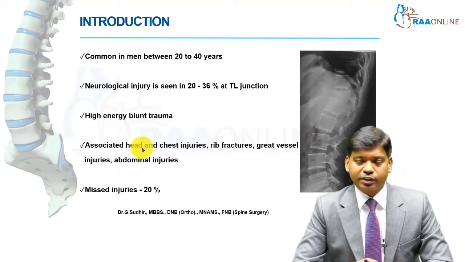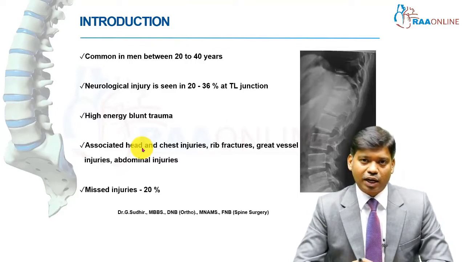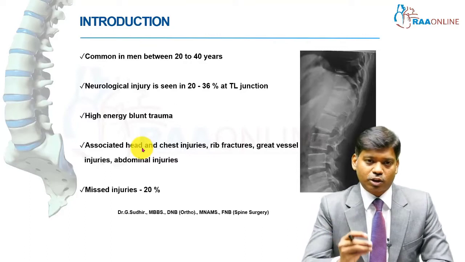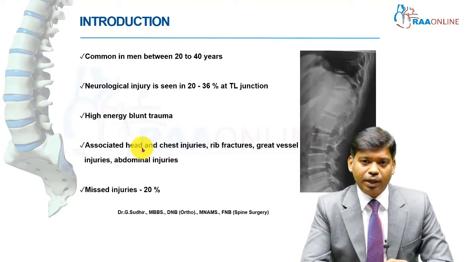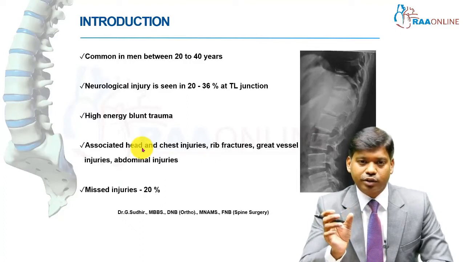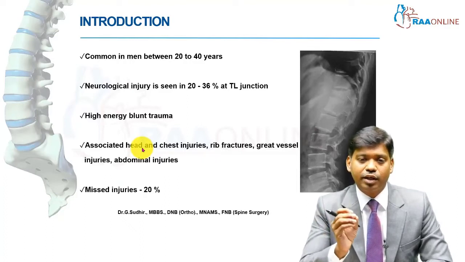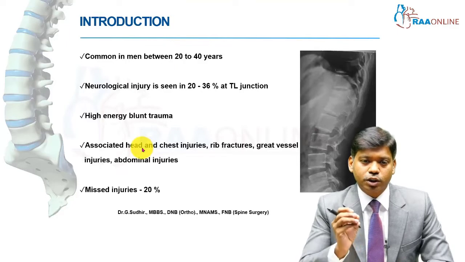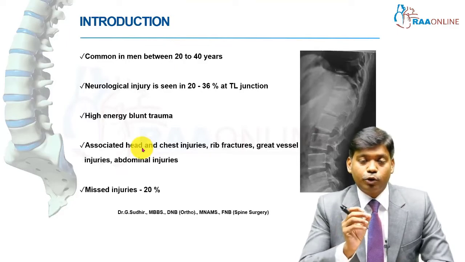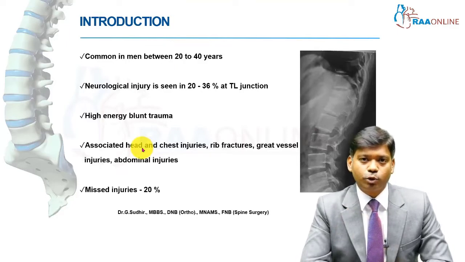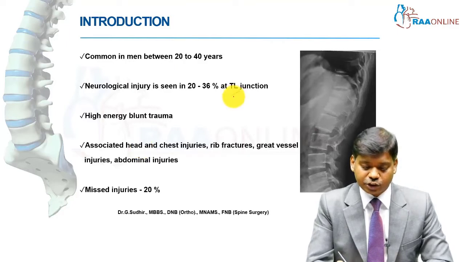So thoracolumbar fractures, as the name indicates, are the fractures which involve the thoracic and the lumbar spine. It is quite common in men between 20 to 40 years. You have to know this. It is very common at 20 to 40 years, and the most common cause is high energy blunt trauma, which is RTAs. And neurological injuries are seen in about 20 to 36% at the TL junction.